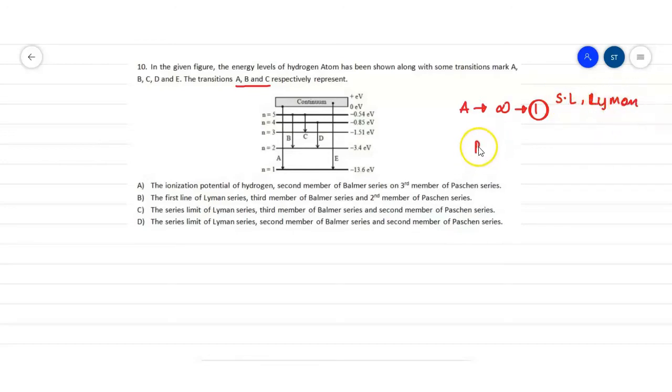Now consider B. B is a transition from n equals 5 to n equals 2. N equals 2, so it has to belong to the Balmer series.